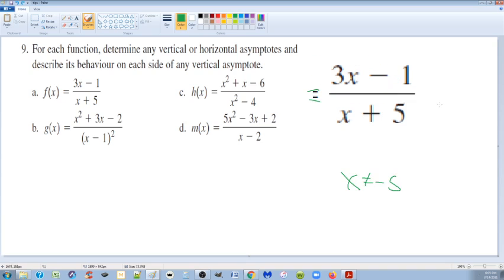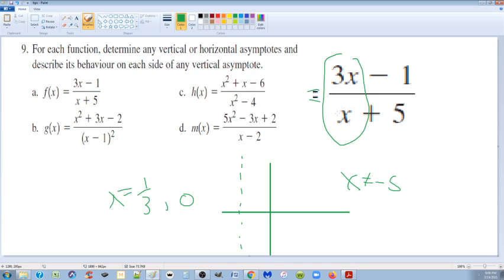I see that there's an x-intercept up here. When x is 1/3, we get 0. So right away, I'm going to draw it. I got this. And they're the same power, so I got a horizontal asymptote at y is equal to 3. I know that at x equals 1/3, it's at 0, which is right there. So I know right away this curve's on that side, and this curve's on this side.